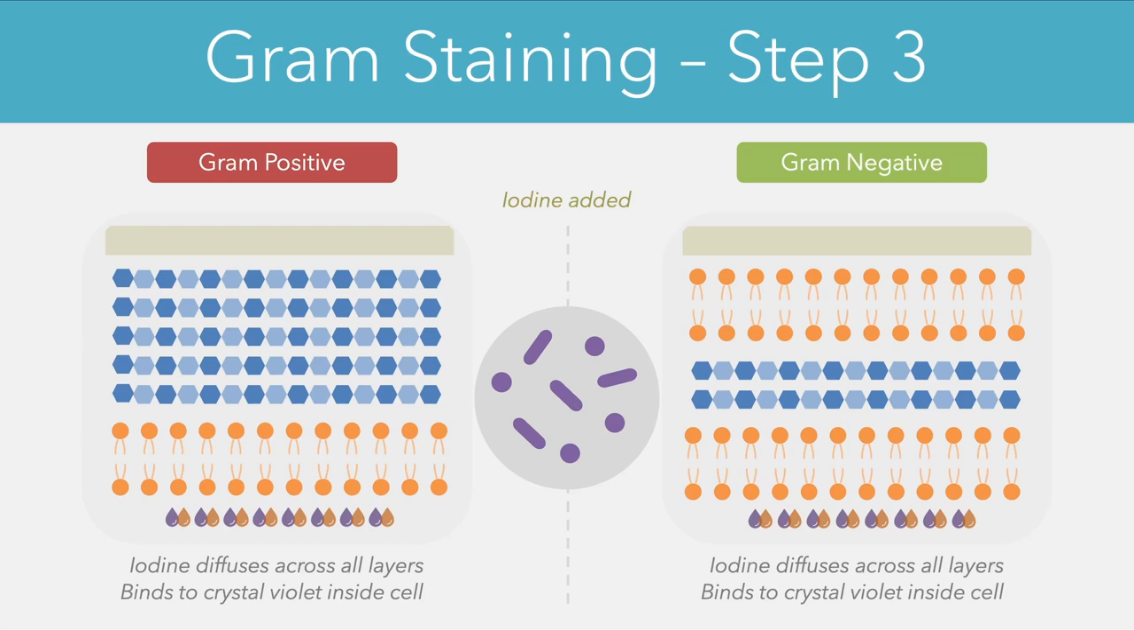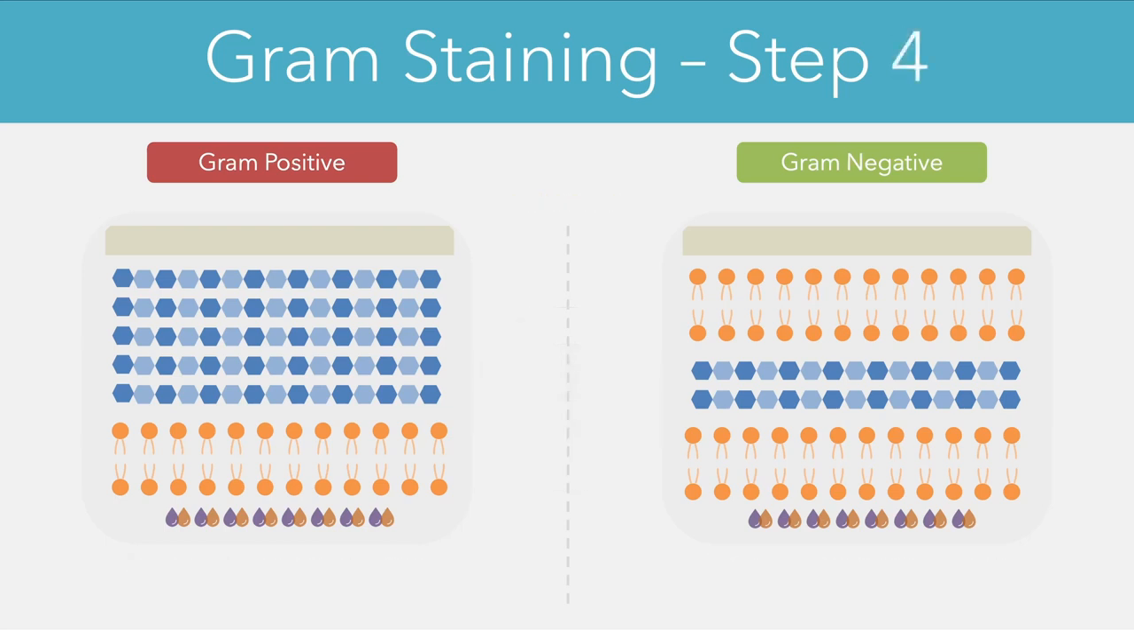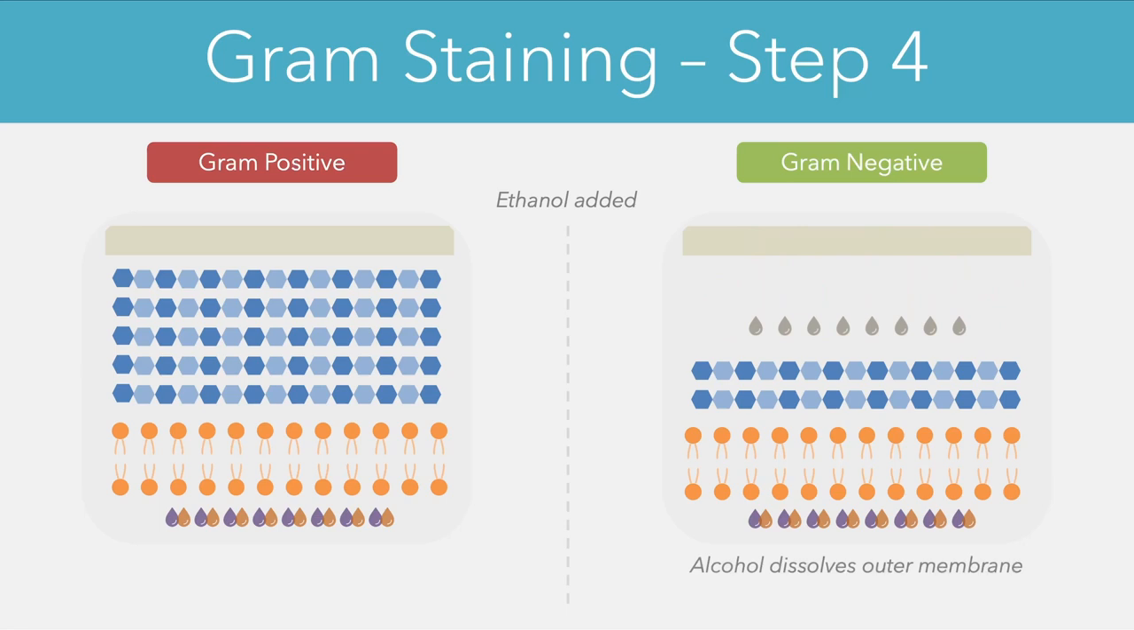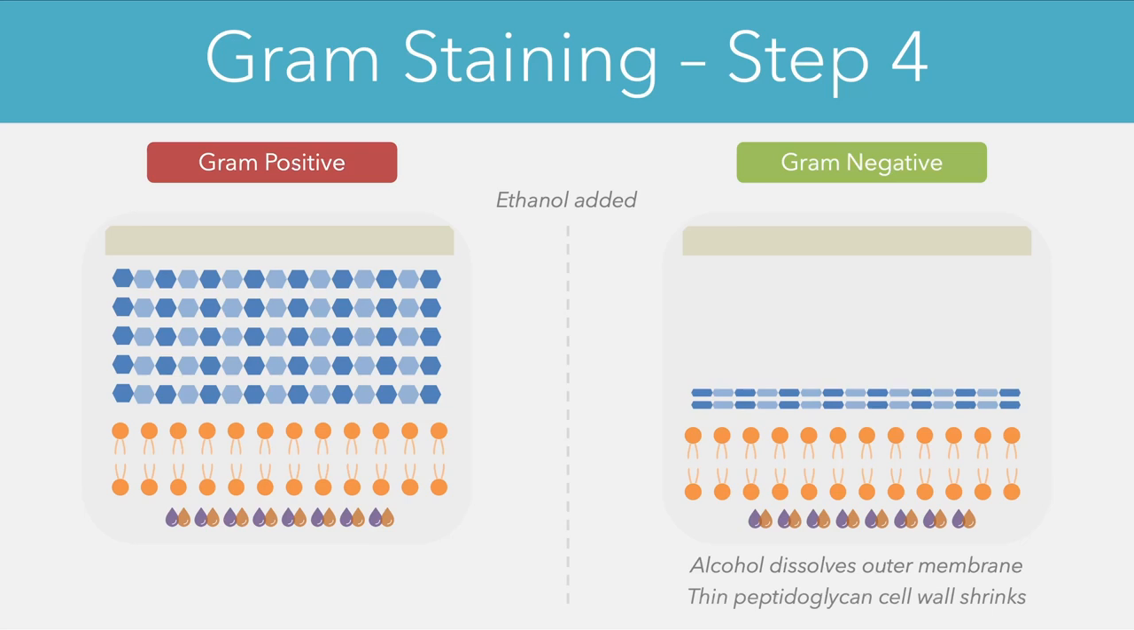still retained. Following this, we add our next reagent, which is ethanol or acetone, and this is perhaps the most important step in differentiation. If we take a look at the gram-negative cells first, when we add the ethanol, it ends up dissolving away the outer membrane and causing the peptidoglycan cell wall to become quite shriveled and shrunk. As a result of these changes, the crystal violet iodine complexes diffuse across the cell membrane and the thin peptidoglycan cell wall, essentially getting washed out, and they eventually leave the cell entirely.